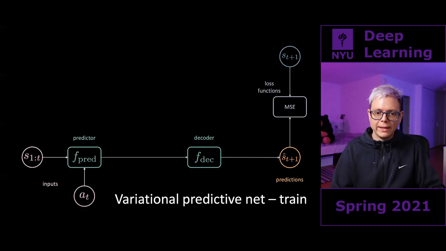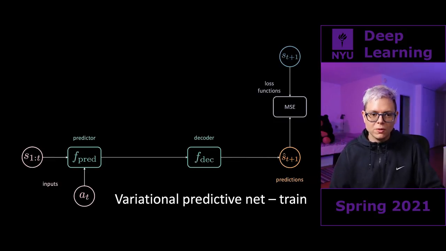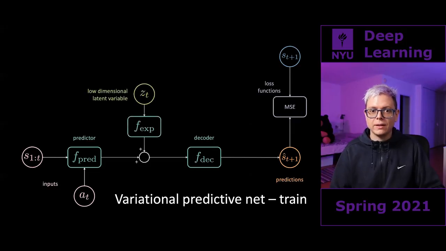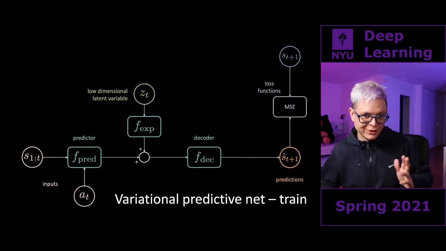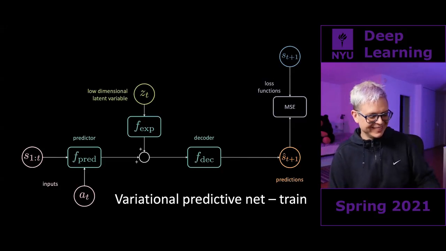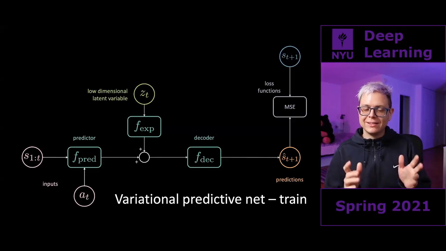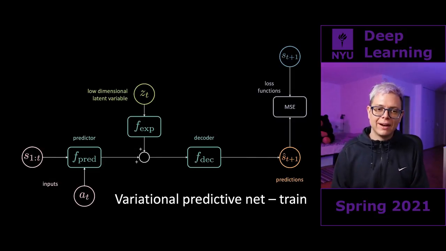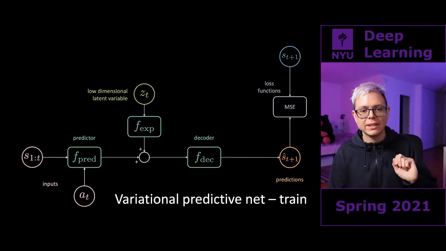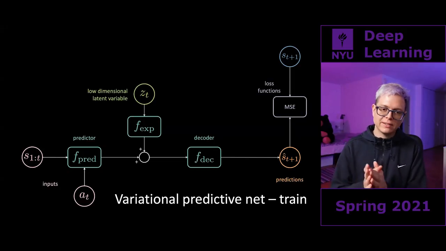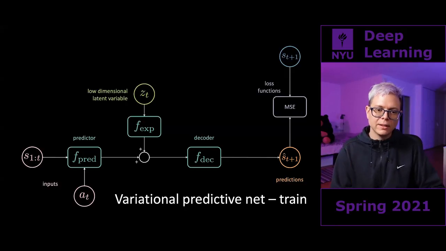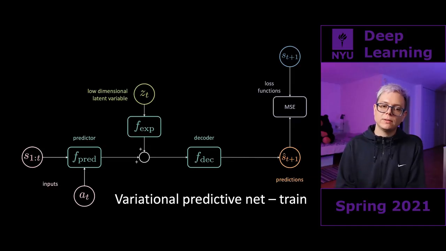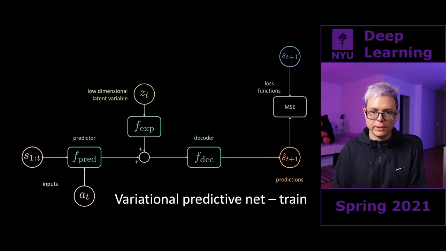You told me we add latent variables, so we can have a variational predictive network. What do we do? We add a Z_t. Of course, the Z_t should be in orange, so all the colors here are wrong. Z_t should be a low dimensional latent variable, a bold orange Z_t, which goes inside an expander, a linear module that makes the dimensions correct. Then I sum this latent to the hidden representation given by the predictor. Despite the wrong colors, everything is fine here.